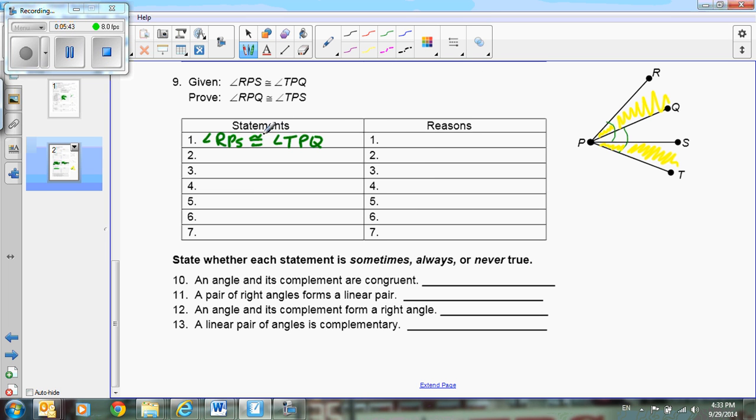All right, now, why do we know that's true? Because we said so, that's why. We're assuming that it's true. Let's just say that angle RPS is congruent to angle TPQ. We say that in one word by writing "given" for our justification.